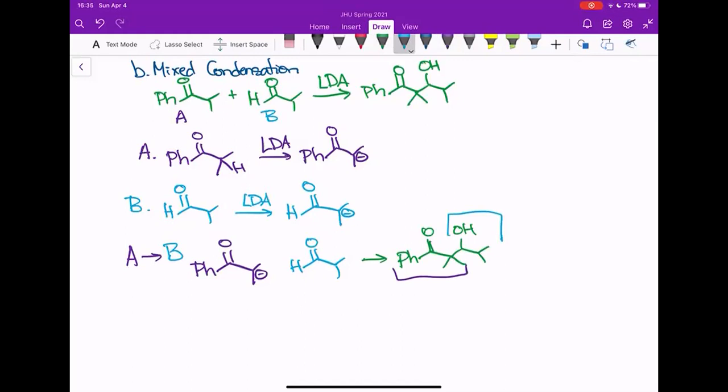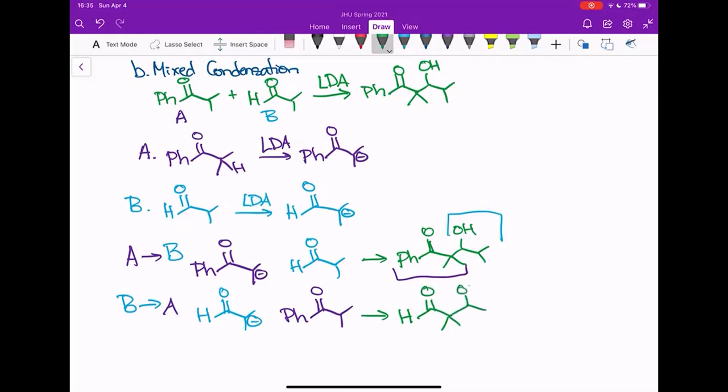And then you can also do the opposite version where B is attacking your A. And so if B is acting as your enolate to attack a normal molecule of A, then your product would just be a little bit flipped. And it would look like this. So between these two possibilities, now you want to consider which one would be your major product.